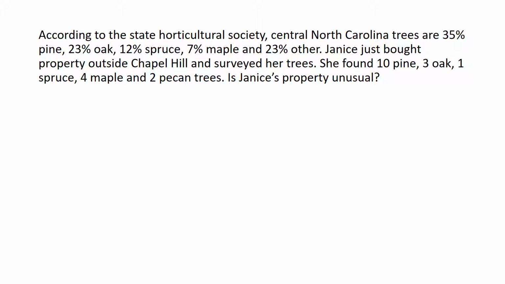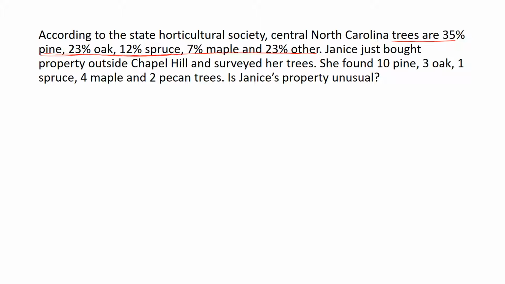According to the State Horticultural Society, Central North Carolina trees are 35% pine, 23% oak, 12% spruce, 7% maple, and 23% other. Janice just bought property outside Chapel Hill and surveyed her trees. She found 10 pine, 3 oak, 1 spruce, 4 maple, and 2 pecan trees. Is Janice's property unusual? We have only one variable, type of trees, and it is categorical with 5 categories.